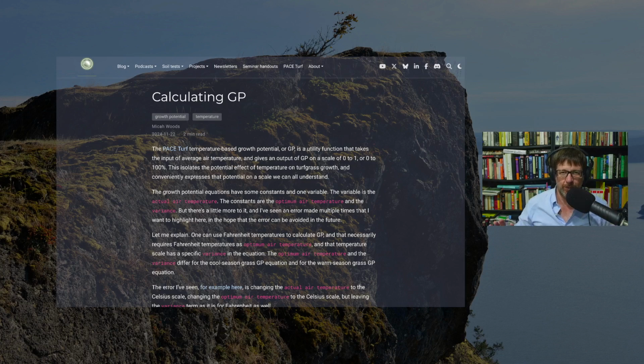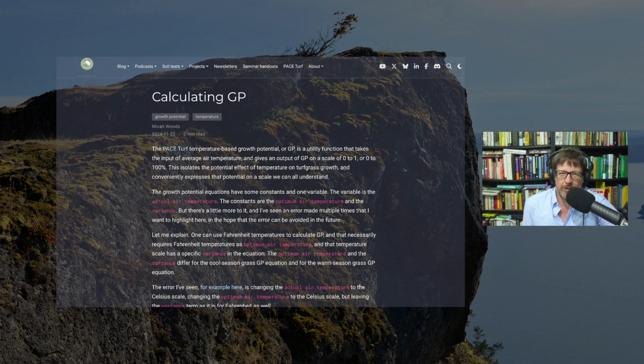Of course, this was an error that I had seen before, but what happened was one of the Paste Turf members contacted me and said they were using the Paste Turf weather prediction to look at what their upcoming forecast growth potential was, and it was a certain value. And they were using another service that also was calculating GP, and the value was completely different. I'm talking about a difference of 40% or so.